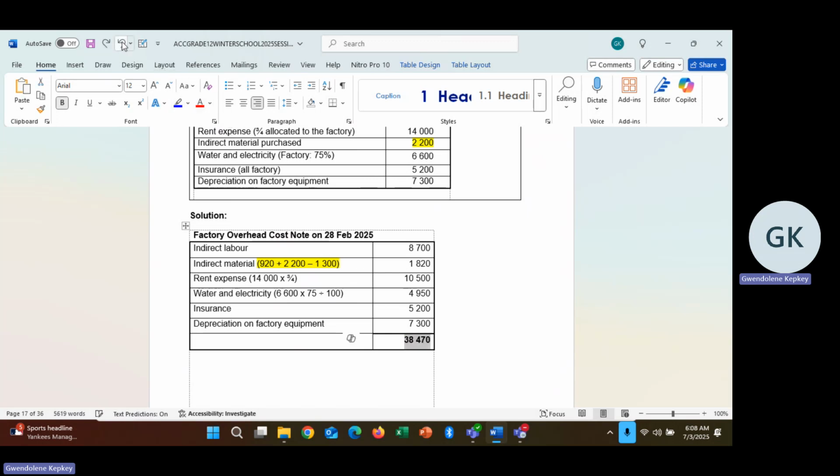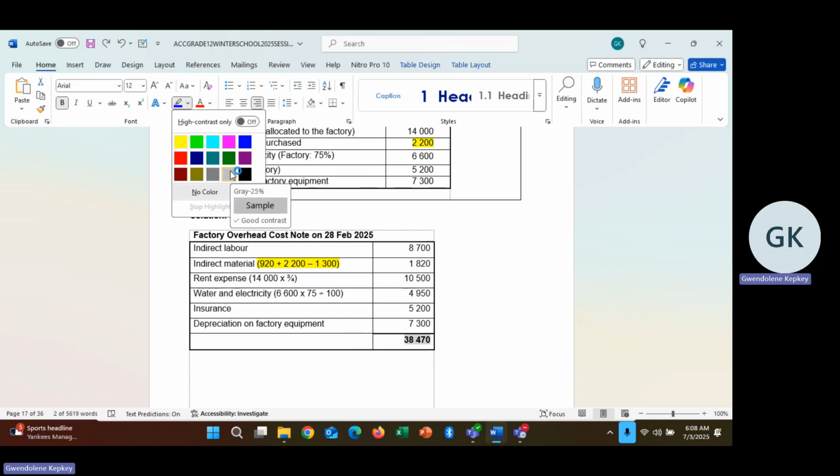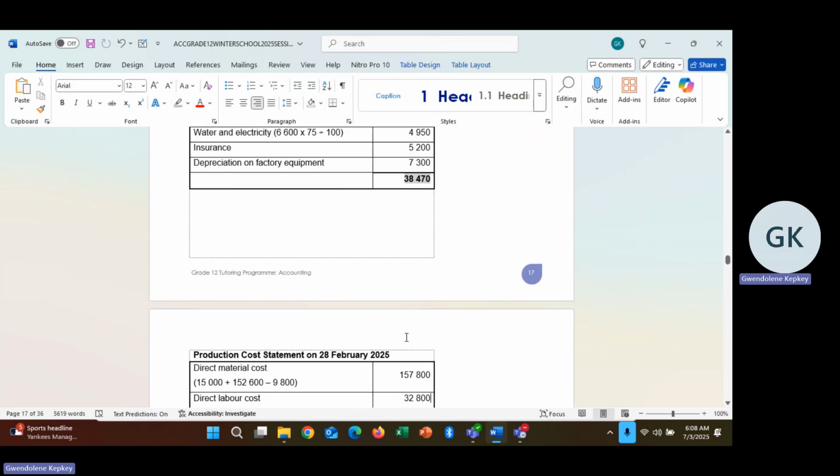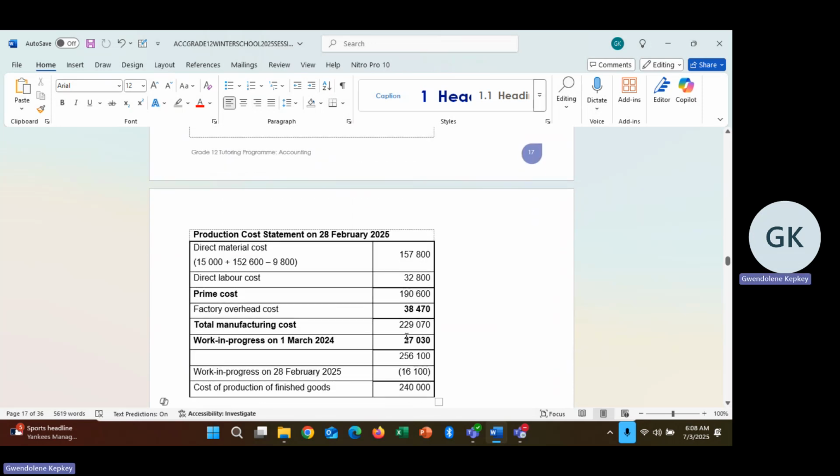Now, Grade 12, this figure will be used when I do my production cost statement. That's a bit dark, let's take a lighter one. When I calculate or when I do my production cost statement. Okay, let's do the production cost statement.